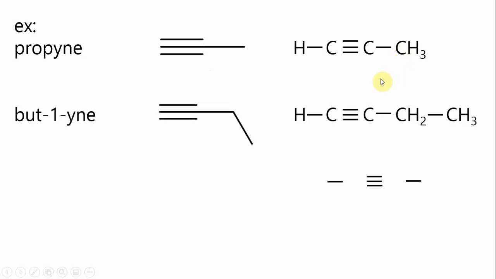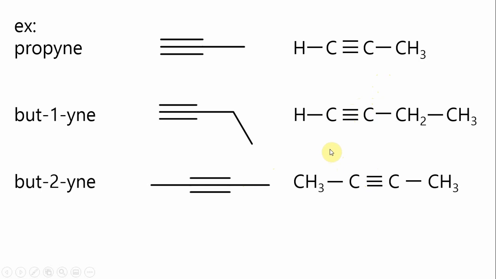Once we get to the butynes, now we can move this triple bond to different positions. So this is but-1-yne, and this one here is but-2-yne. So same idea. This is what the line structures look like.